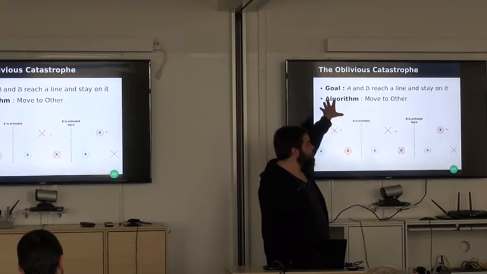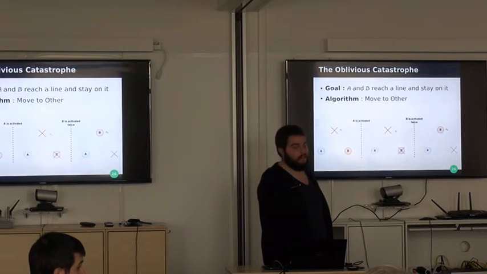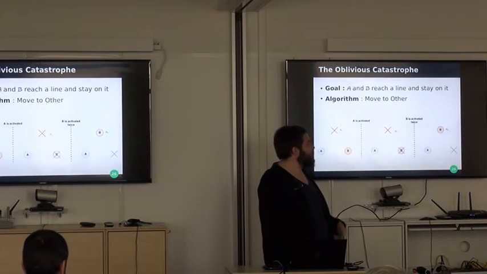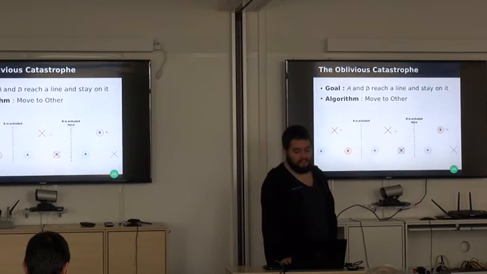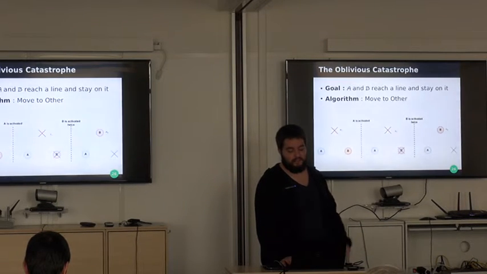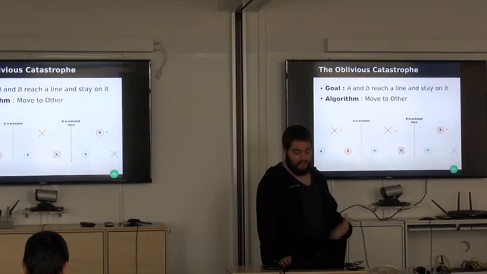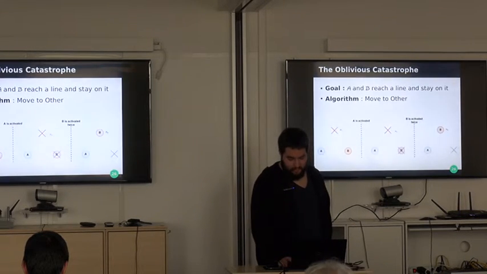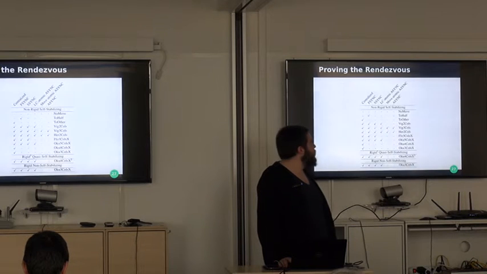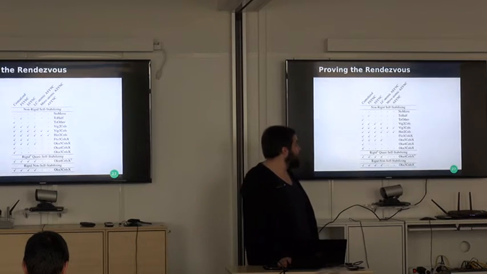This algorithm for this problem will not work in self-stabilizing, but it would work in non-self-stabilizing. So this hypothesis that oblivious means self-stabilization is wrong. And we had to account for this in our model checking. Now the model checker worked, and these are the results we got.